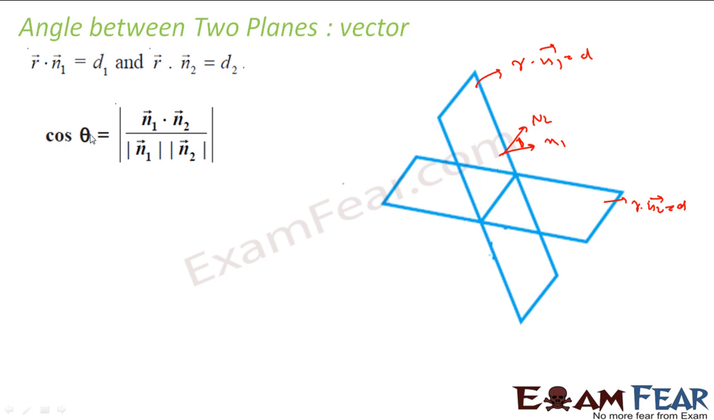In that case, cos theta will be n1 dot n2 by magnitude of n1 into magnitude of n2. Very simple, because I know the normals, and the angle between normals is nothing but the angle between planes. Correct? So I use this formula and got that.